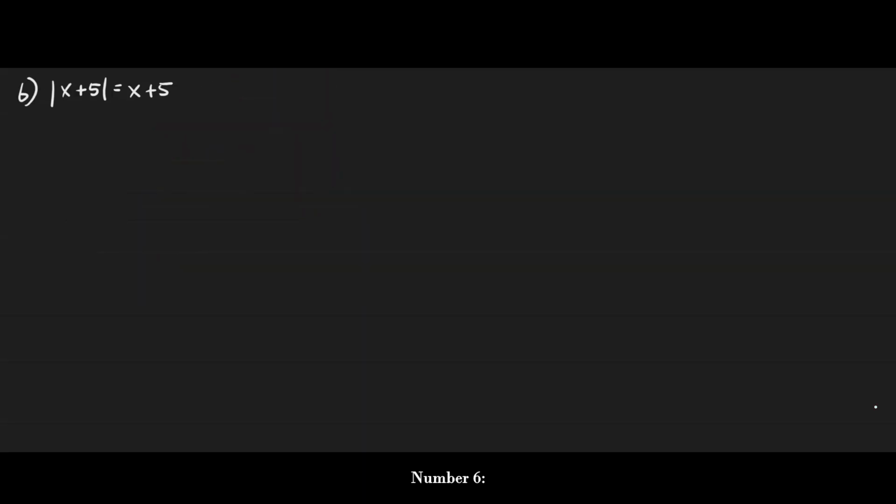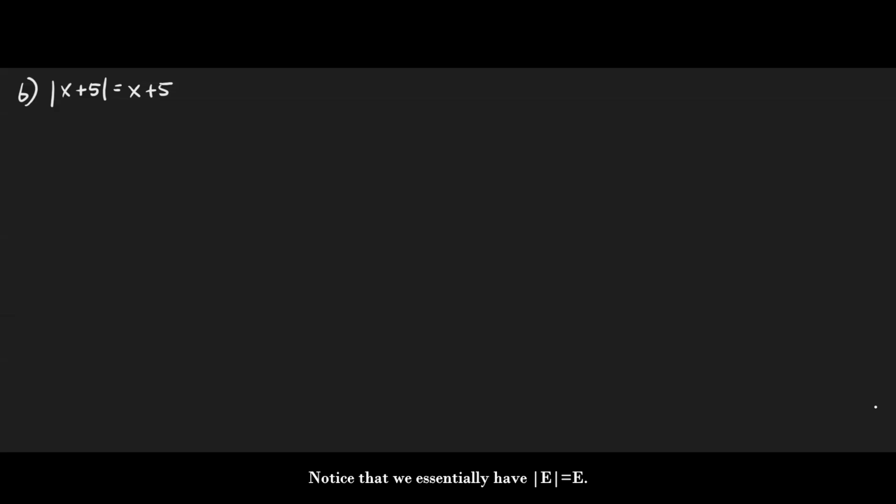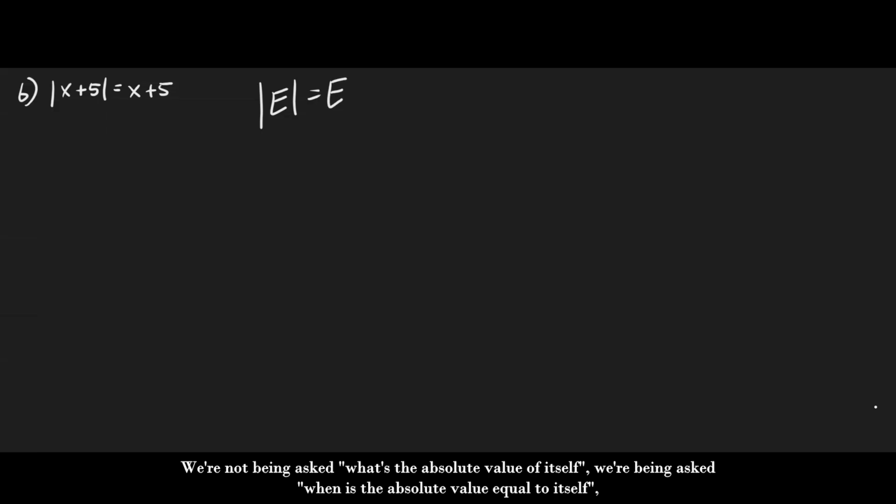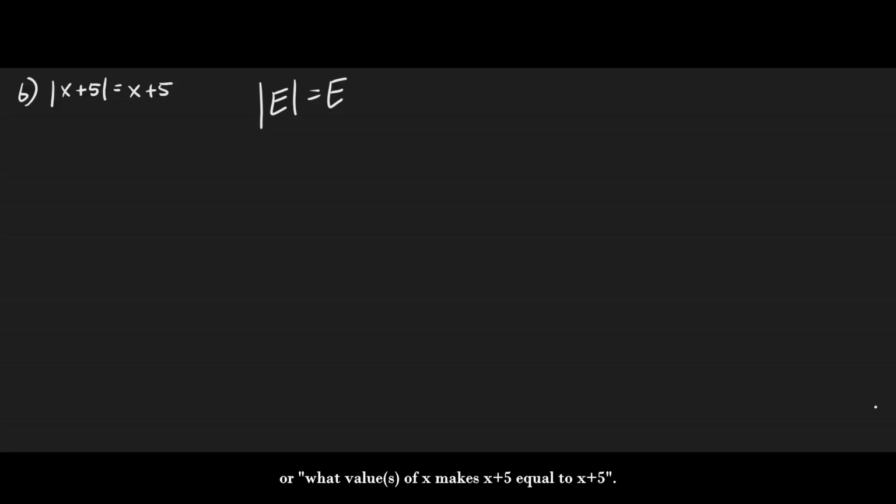Number 6, the absolute value of x plus 5 equals x plus 5. One final example. This is a slightly different question compared to what we've been working with. Notice that we essentially have the absolute value of e equals e. We are not being asked what's the absolute value of itself. We are being asked when is the absolute value equal to itself? Or what value or values of x makes the absolute value of x plus 5 equal to x plus 5?